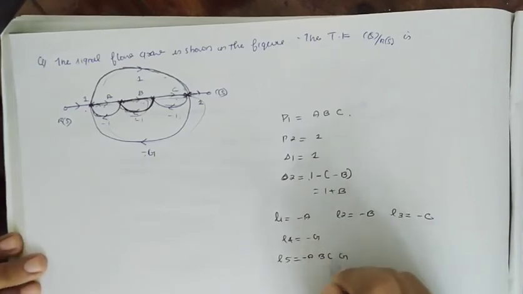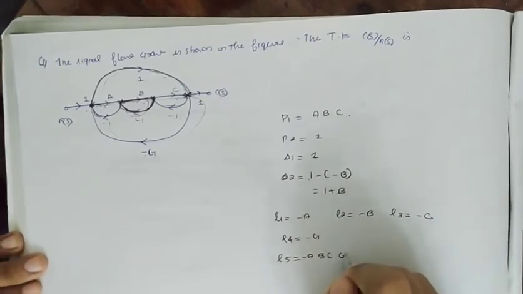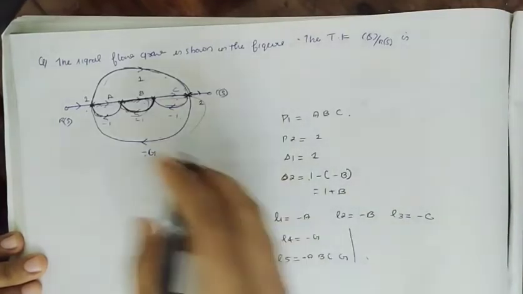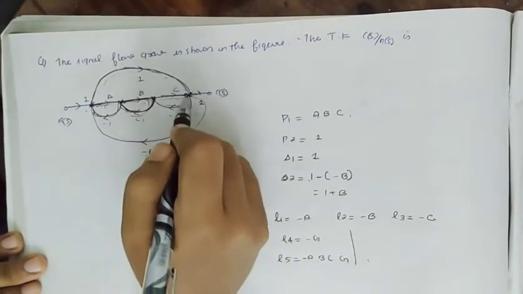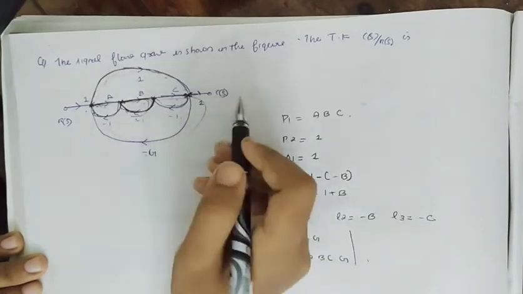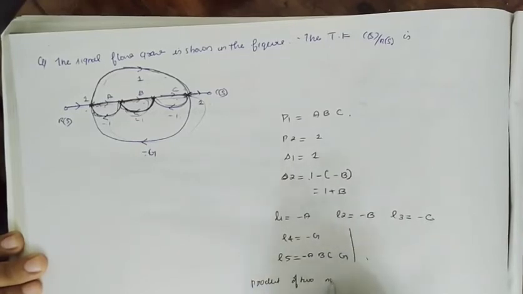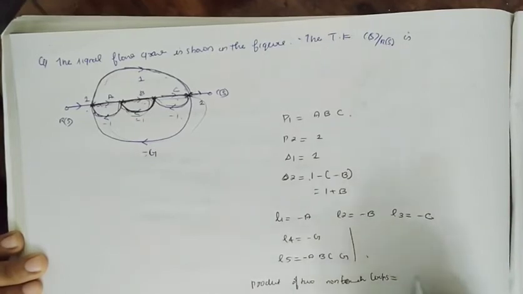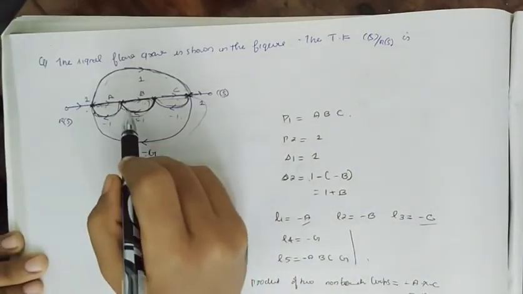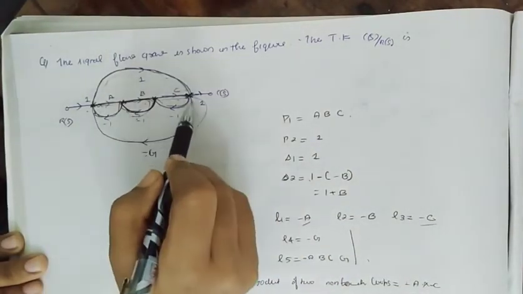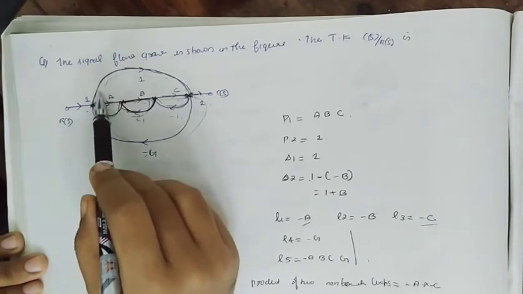So these are the individual loops, and we have to find out if there are non-touching loops. See, this loop and this loop are non-touching loops because there are no common nodes. So the product of two non-touching loops is equal to A and C, minus A and minus C, that is AC. And the other loops are all connected.